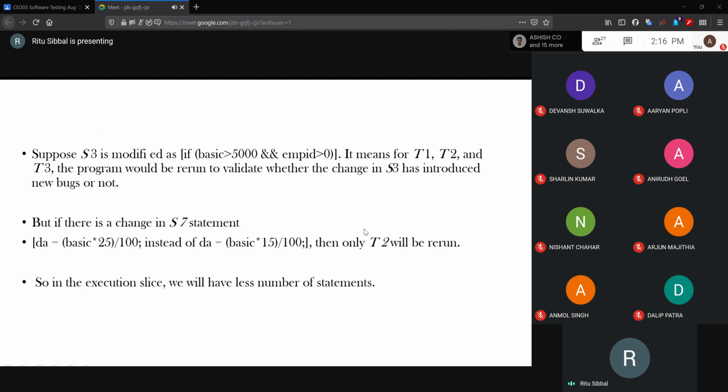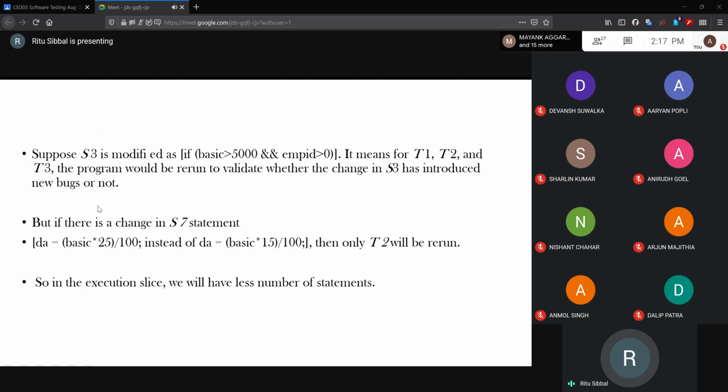So this is how we prioritize. If there is a change in this statement, only T2 will be run. So T2 is first, then T3. Because if I make a change here, then all three will be run. But if I make a change here, then only T2 will be run. So this is preferred over T1 and T3.